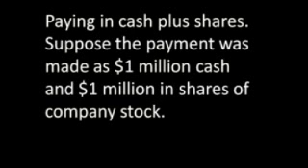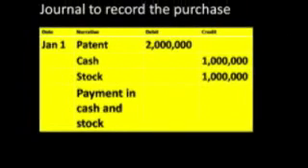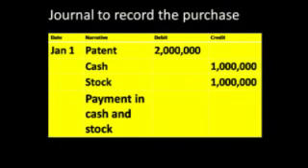When determining the value of the asset, the amount can include any necessary fees paid to attorneys. The payment need not necessarily be made up of a cash payment alone. It is possible that a patent might be acquired by a combination of a cash payment and shares of company stock. If this were the case, then the debit for the patent would still be $2 million, but the credits would be $1 million to the cash account and $1 million to the account for stock.